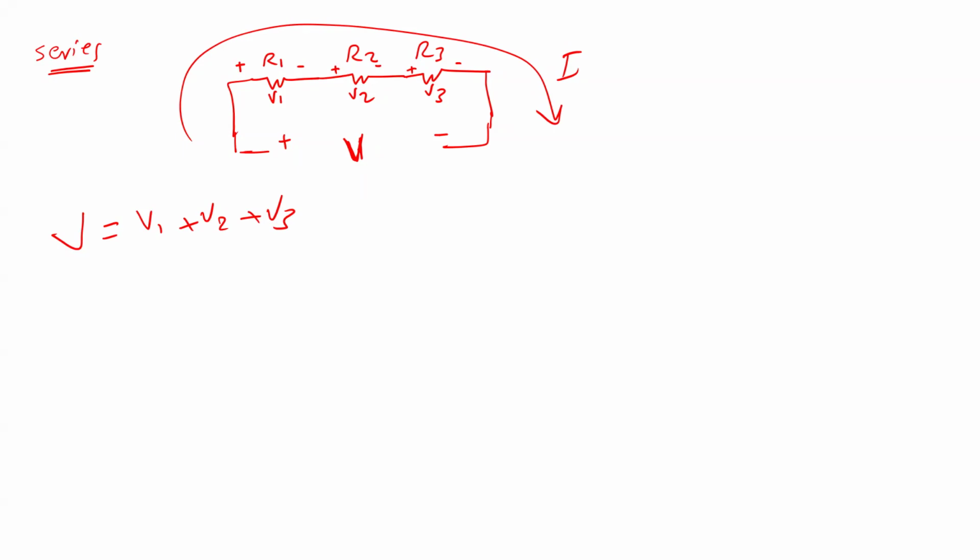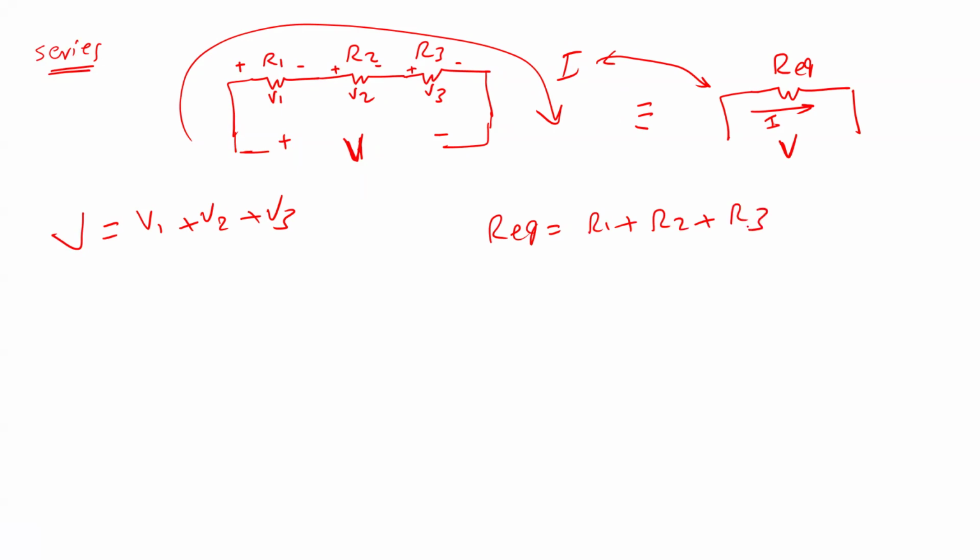Is that okay? I told you in this case, I can say this circuit is equivalent to R equivalent, and we have here V, and we have here I. The same I is going to go through R equivalent. And R equivalent is R1 plus R2 plus R3. That's what I said last time, okay? So in this case, I can say I equals V divided by R equivalent. So I can get the current this way.